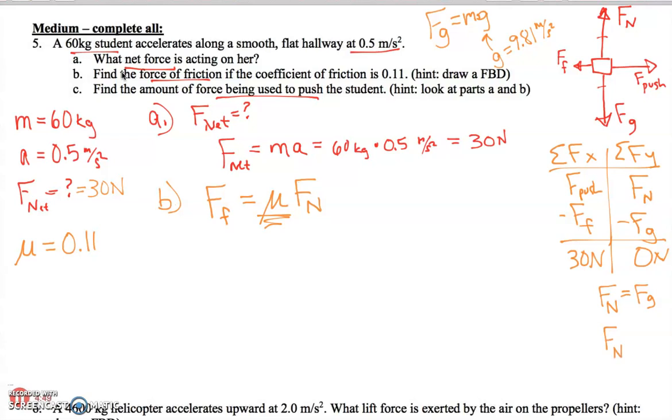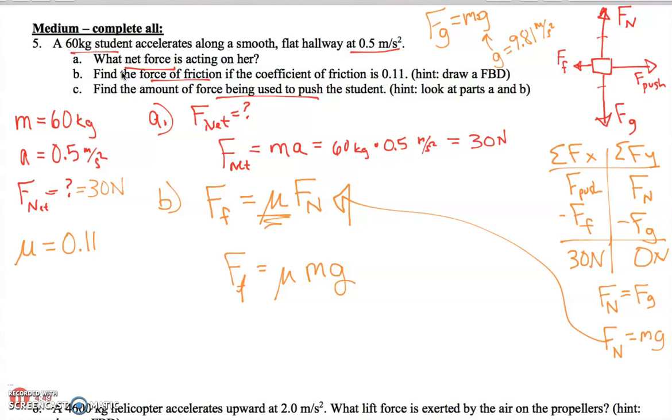And I'll go ahead and say, oh, great, that means mg is the normal force, and I can go ahead and plug that in right here. So force friction is going to be equal to this coefficient of friction times the normal force, which is the mass times the acceleration due to gravity in this case. It's not always exactly what the normal force is equal to, but conveniently today it is.